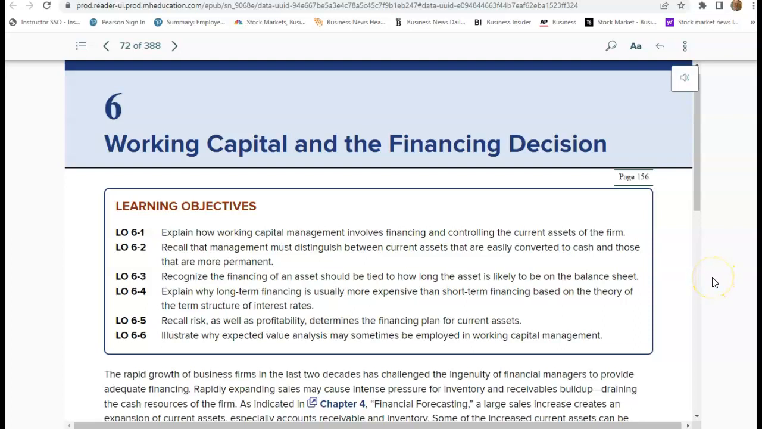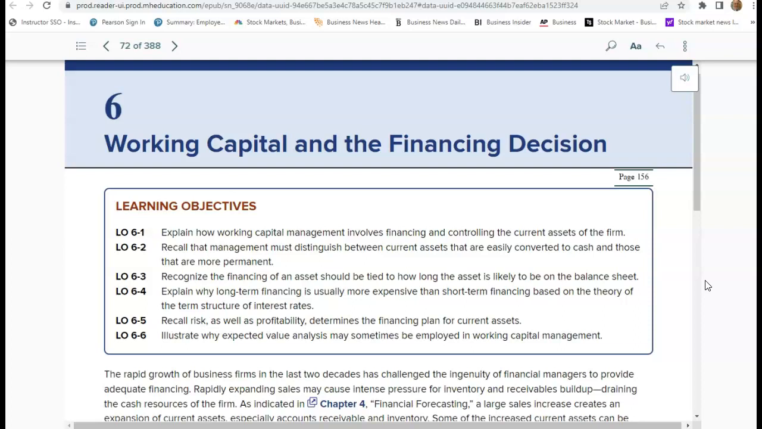Recognize the financing of an asset should be tied to how long the asset is likely to be on the balance sheet. We're going to explain why long-term financing is usually more expensive than short-term financing based on the theory of the term structure of interest rates. So pay close attention to that.